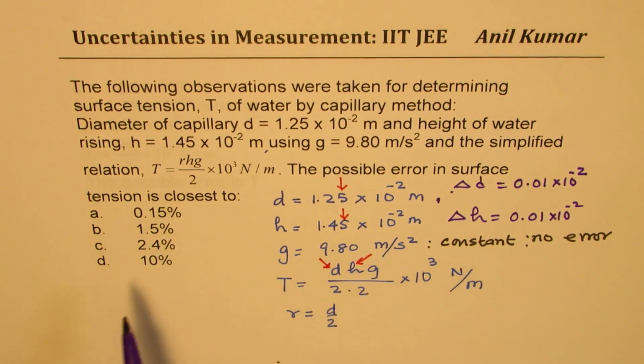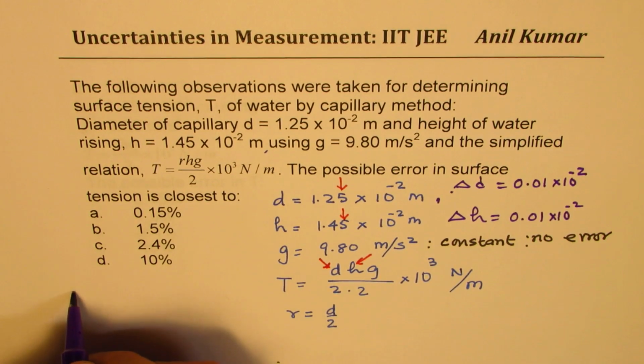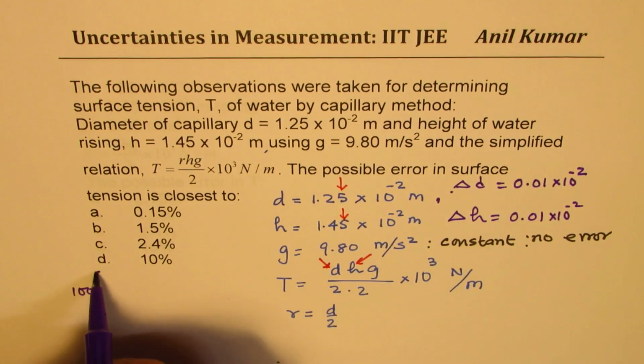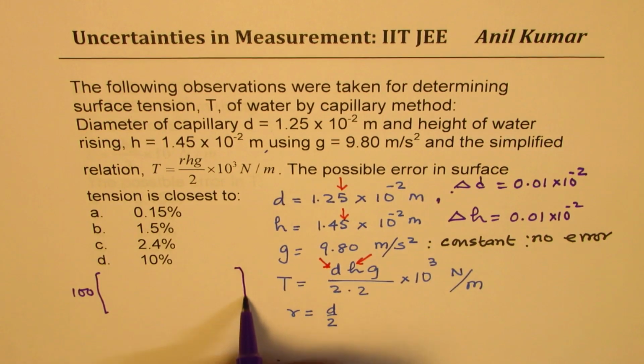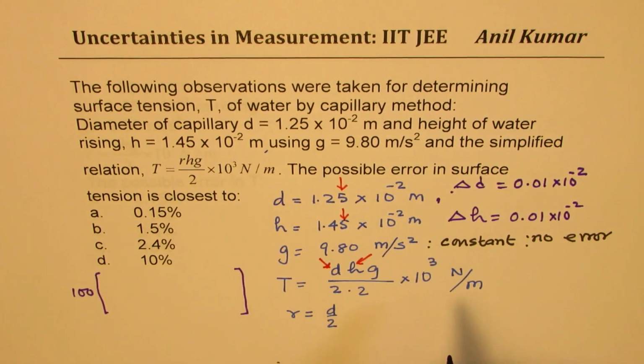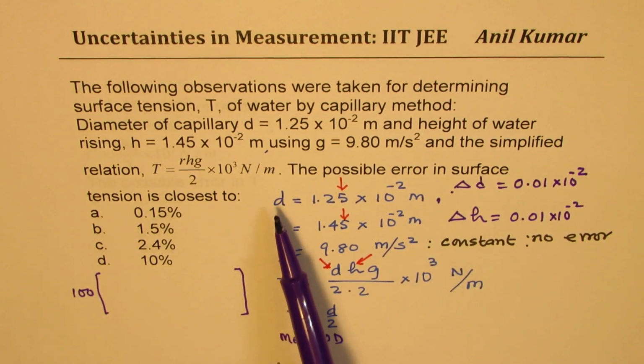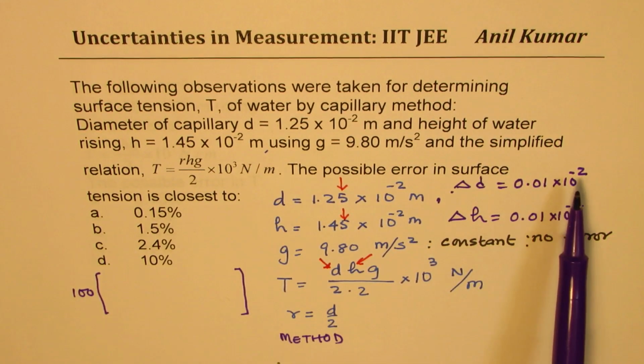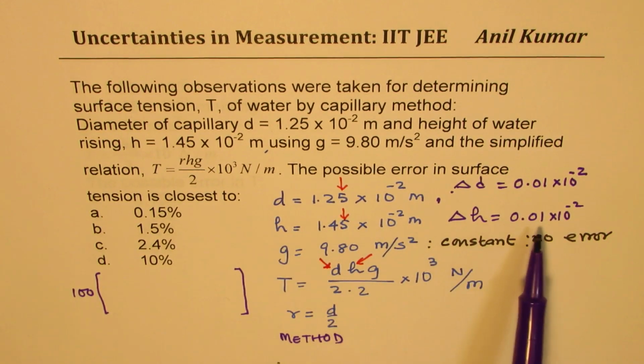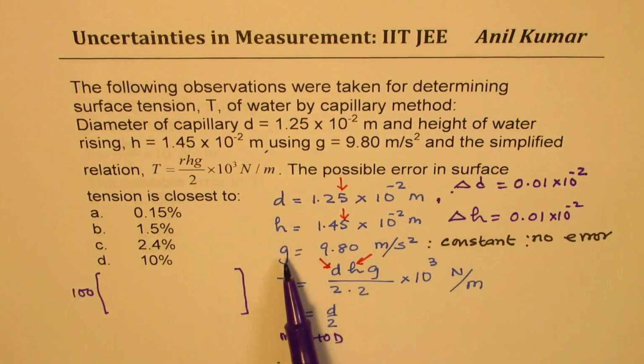We can actually find our answer by multiplying, but I'm not going into the details now. I'll take up the formula, the derivation, and provide you with the solution. Or rather, let's go to the method first. We'll talk about the method now, and come back to this. First thing which we have understood from here is that the error involved in the measurement of diameter will be 0.01 times 10 to the power of minus 2, and in height will be 0.01 times 10 to the power of minus 2, and no error in the other constants which we have taken.